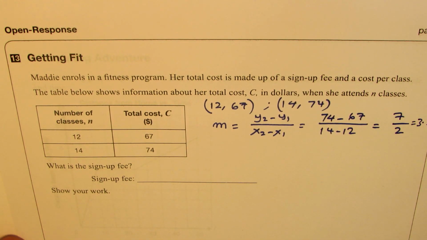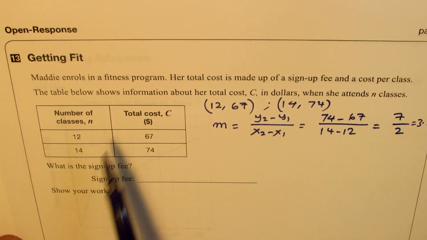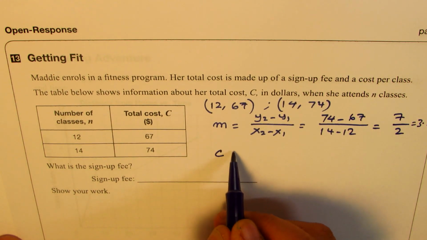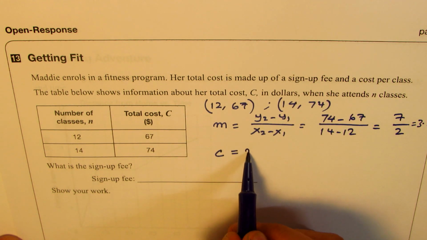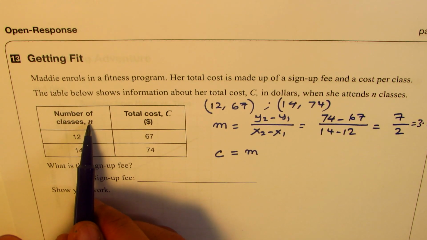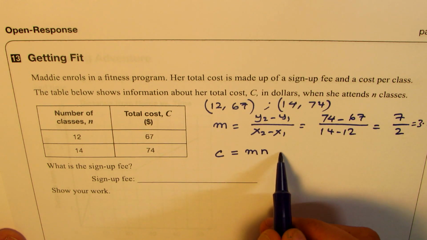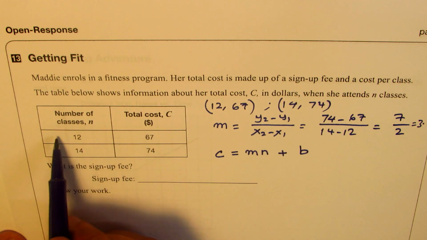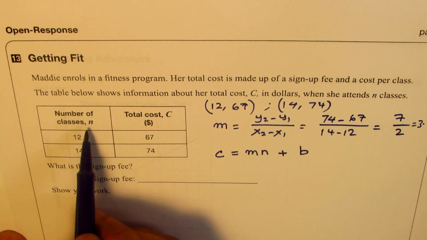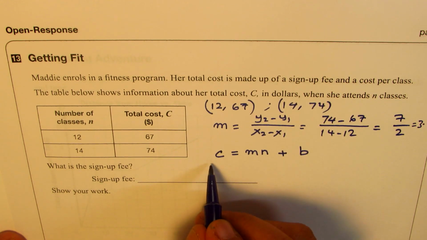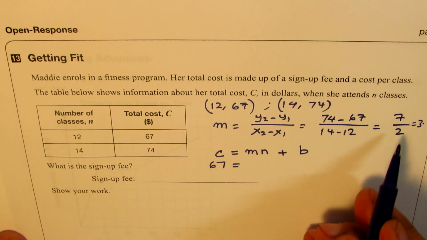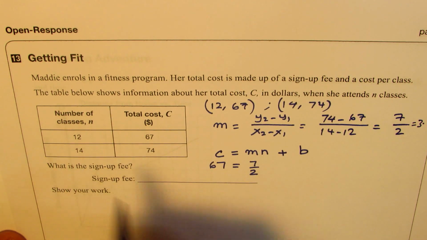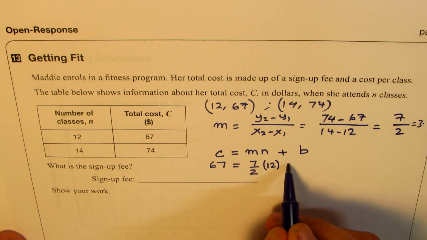So that is one. Now to find the equation, we could use one of these points and we can say, well, the total cost C should be equal to this slope m times n, the number of classes, plus we want to find this b, right? So from the first point given to us, that is for 12 classes, the cost is 67. We can say 67 equals, slope is 7 over 2, right? N value is 12 for us, times 12 plus b, right?